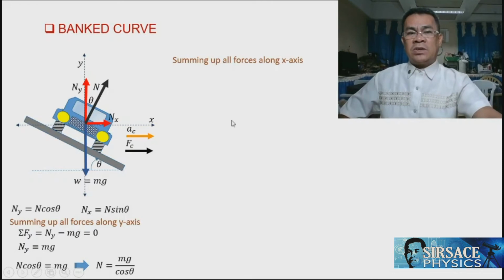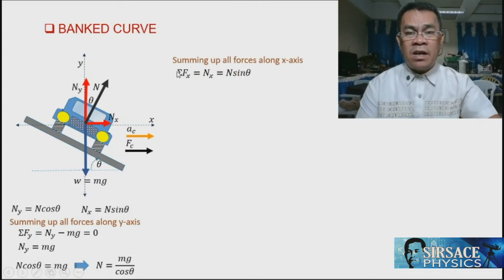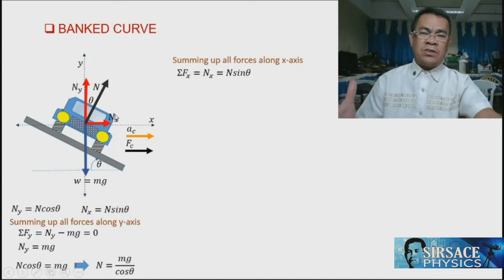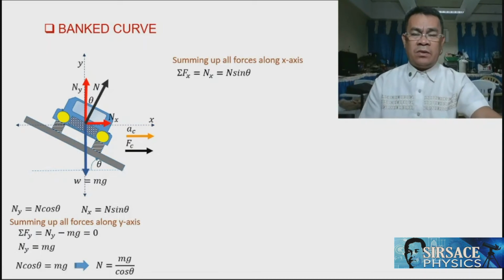So next is to sum up all forces along x. We understand that if we sum up all forces along x, the answer should not be equal to 0, because the object is required to make a turn in the curve. So therefore, summing up all forces along x, we have only Nx. Take note, we ignore the effect of friction. If we ignore the effect of friction, it is safer in actual situations. We consider only the normal force. So what is the angle? That is our task for today.